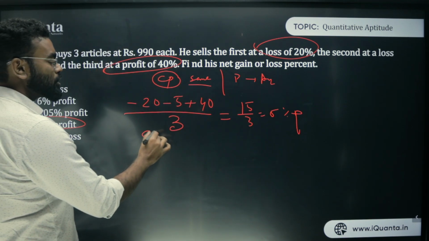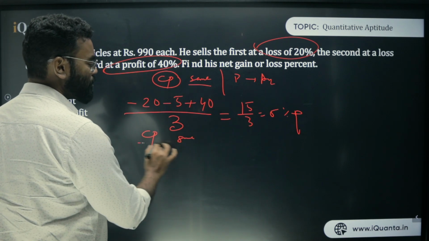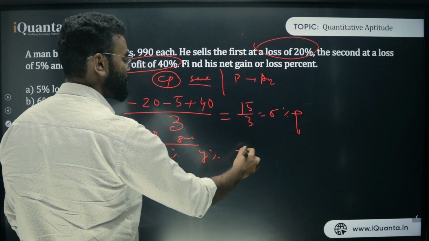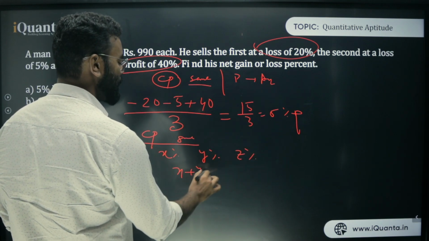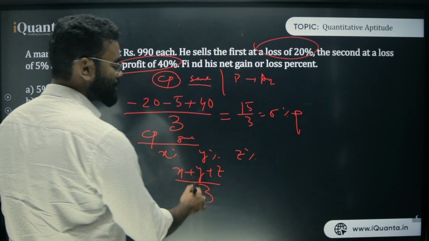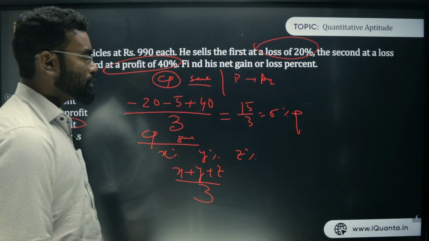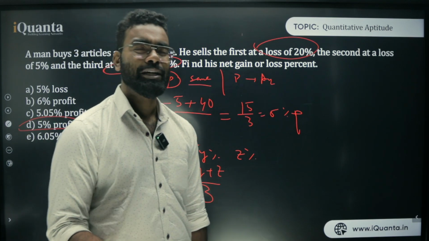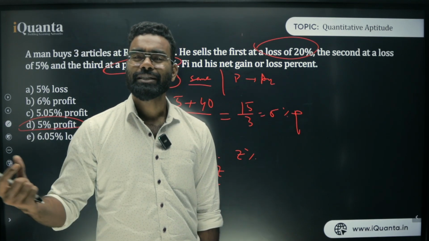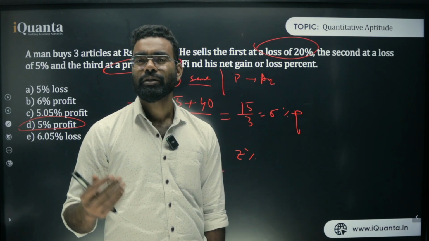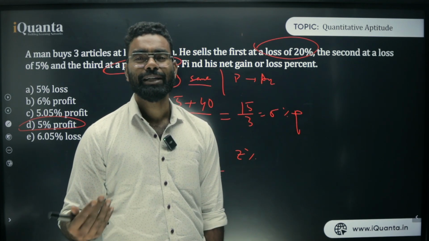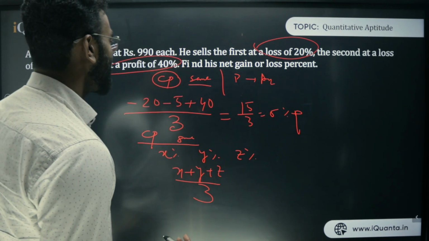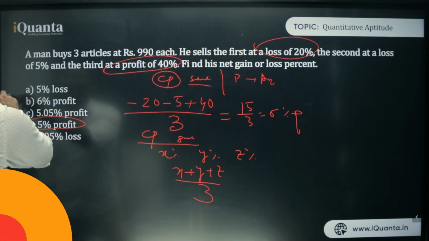So now I can write: if the cost price is the same for certain products, with X% profit, Y% profit, Z% profit, then your overall is X plus Y plus Z upon 3. If it is 2, it is X plus Y upon 2. So this is always the average. If the cost price is the same, you just add everything and take the average. If it is profit, that is positive. If it is loss, that is negative. That's all about this type of question. If you solve it this way, you can solve it very fast.